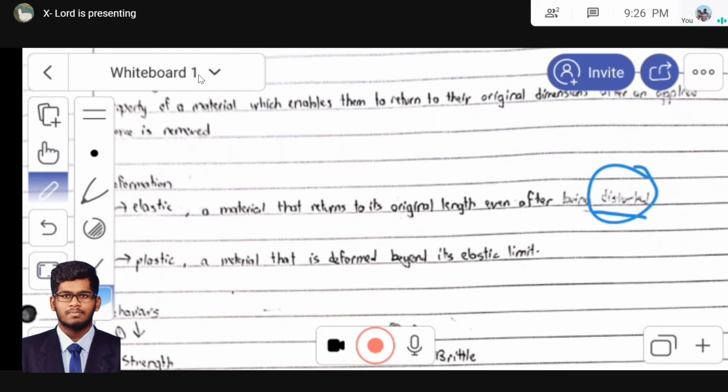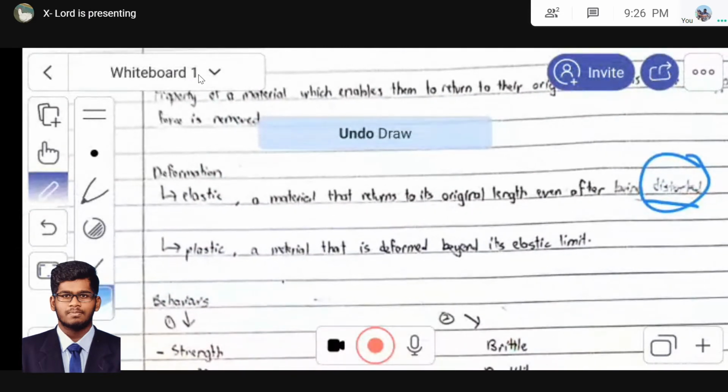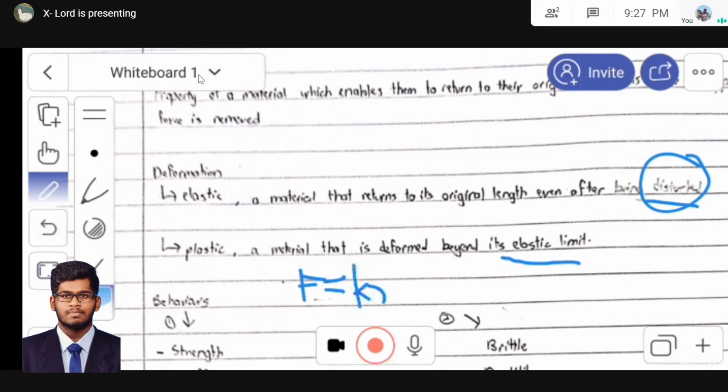Next up is plastic. Okay, sorry, my bad. Plastic deformation is when a material is deformed beyond its elastic limit. Now we have seen this elastic limit many times, haven't we? I'm sure everyone is well versed of where it comes from. It's almost the same thing actually. So elasticity really is similar to Hooke's law. If you understand Hooke's law, this should be pretty easy for you, okay? So basically, it is a material that is deformed beyond its elastic limit.